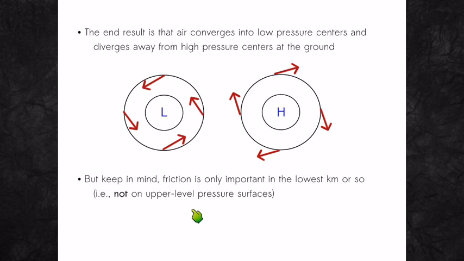And then down here, at the end, I've got just a reminder that friction is only going to be important down near the ground. So as a rule of thumb, about 1 kilometer or so, although it can be a little bit more or a little bit less than that. So if you're looking at a 500 millibar chart, you don't have to worry about friction. If you're looking at 200 millibars, you don't have to worry about friction. It's only down near the ground.